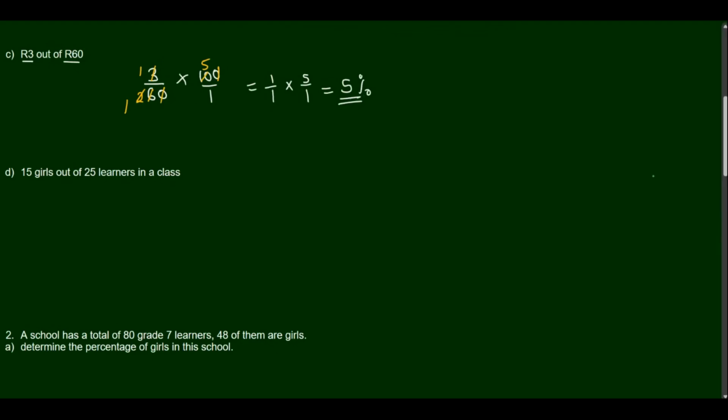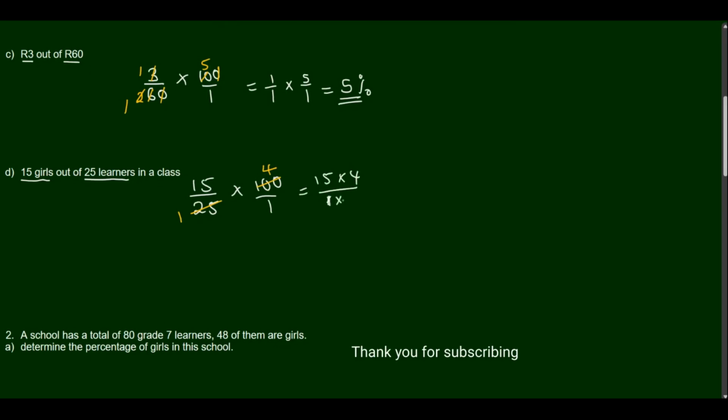And then now, 15 girls out of 25 learners. So we're expressing the number of girls as a percentage of the total number of learners. So it's going to be 15 out of 25 times 100 over 1. Then we can divide here. There's the highest common factor between 25 and 100, which is 25. 25 into 25, 1. 25 into 100, 4. And then what are we left with? At the numerators, we have 15 times 4. At the denominators, we have 1 times 1, which gives us 15 times 4, which is 60%.